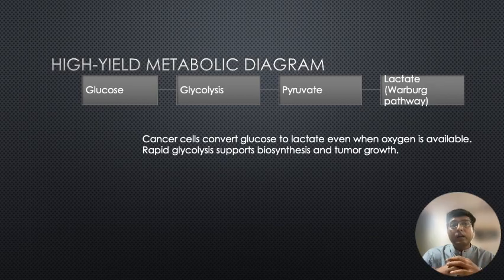So here is the high yield metabolic diagram: glucose, glycolysis, pyruvate, and the Warburg pathway that is taken by the cancer cell or neoplastic cell, producing the lactate with the help of the enzyme lactate dehydrogenase. So cancer cells convert glucose to lactate even when oxygen is available, and rapid glycolysis supports the biosynthesis and tumor growth. This is the catch.